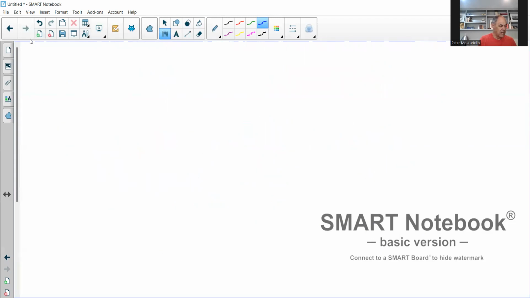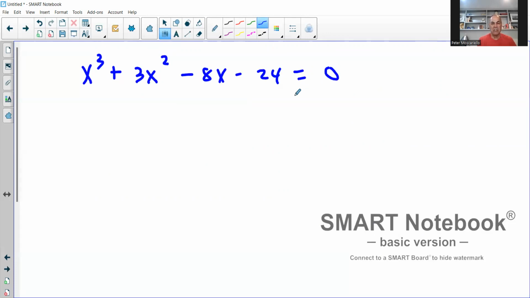Okay. All right. That brings us up to number 10. And it says, first find all the possible rational roots, find all the possible ones, and then find the actual roots. So I'm going to pause again here and come back in a bit.